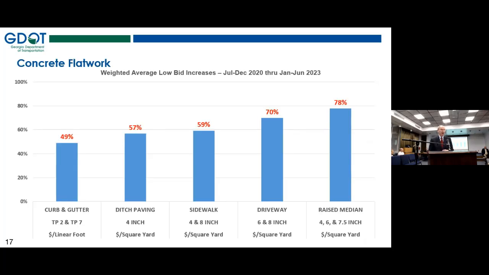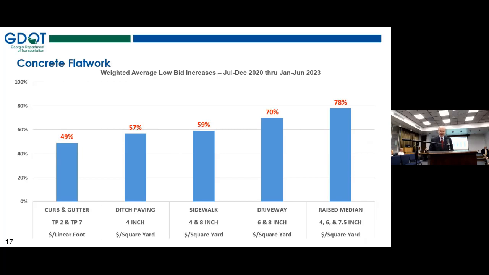This slide will present what we call concrete flat work. In our estimating world in the contract industry, flat work is a term we use to describe those finished concrete surfaces, not including pavement. You can see on the left, we have the two common curb shapes. That's what the type means. Curb and gutter is used with a 49% increase.